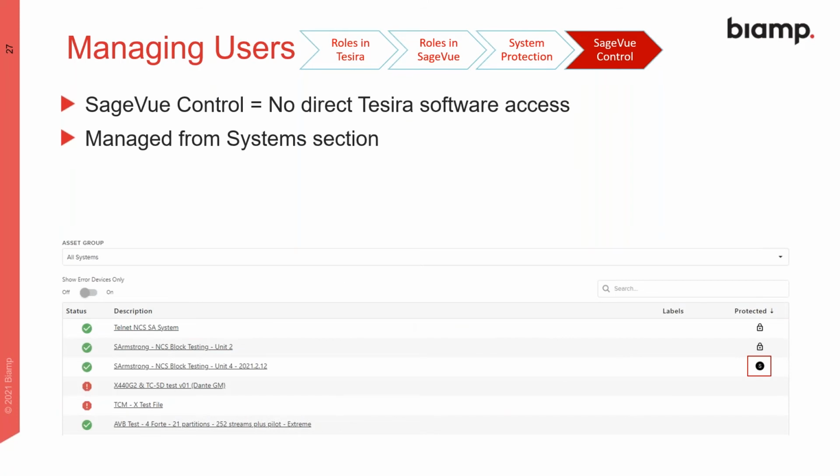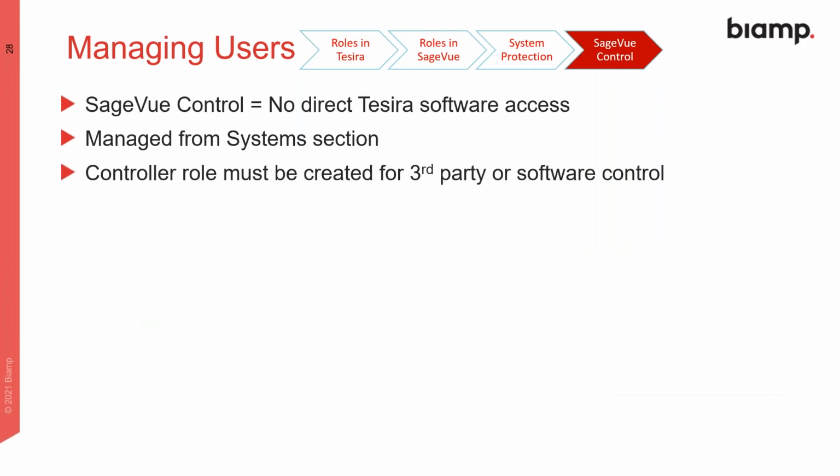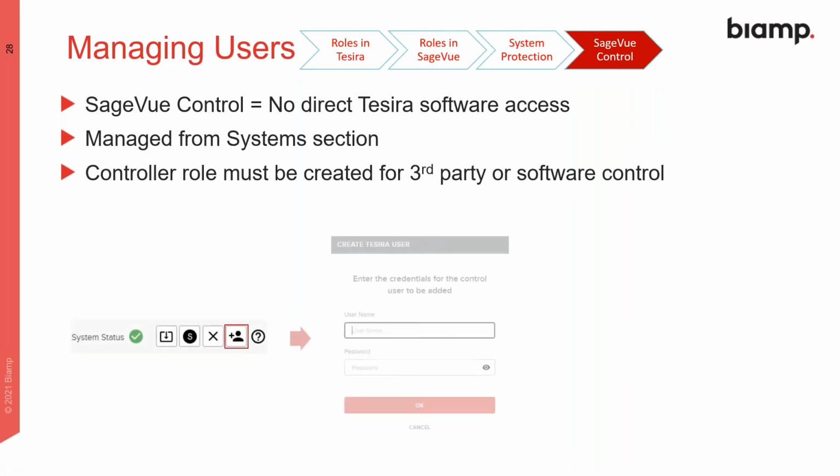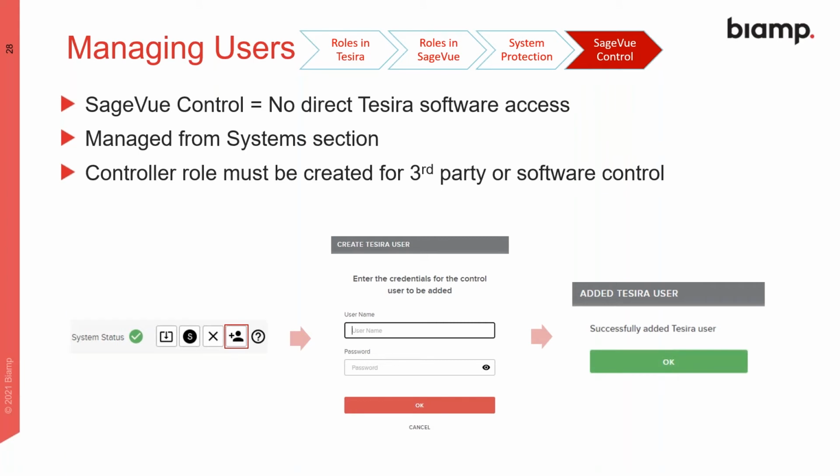So with that enabled, similar to that padlock icon in the protected column, you'll get an S icon to let you know that that system and devices are under SageVue control. But what about that third party or software? So obviously, this limits the ability of Tesira software, Biamp Canvas, and any third-party control system to access that Tesira system. So we have this concept of a controller role. Once SageVue control is enabled, you'll get an icon in those convenience buttons to create this Tesira controller user. So you'll enter a username and password there.